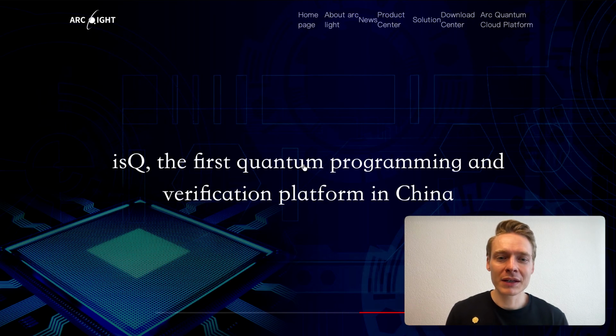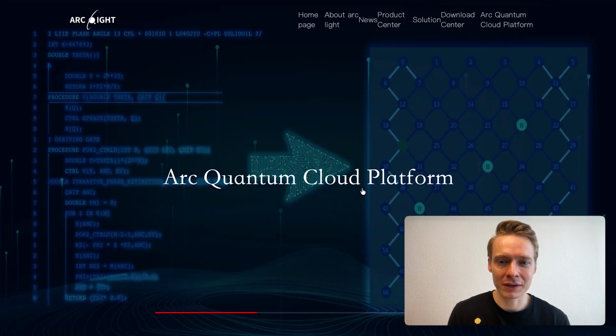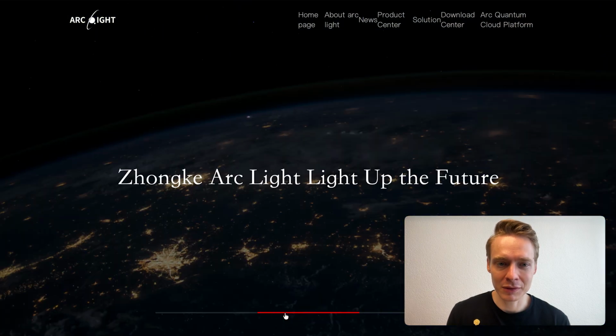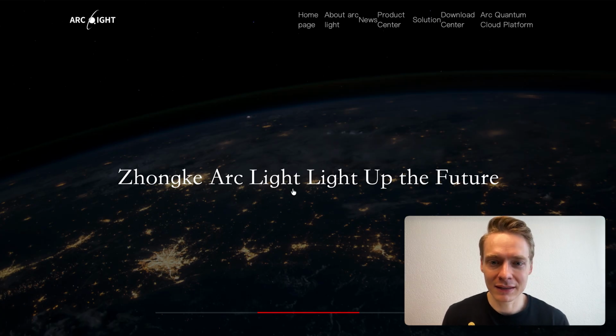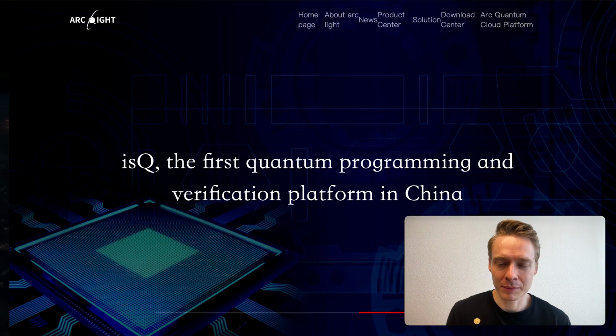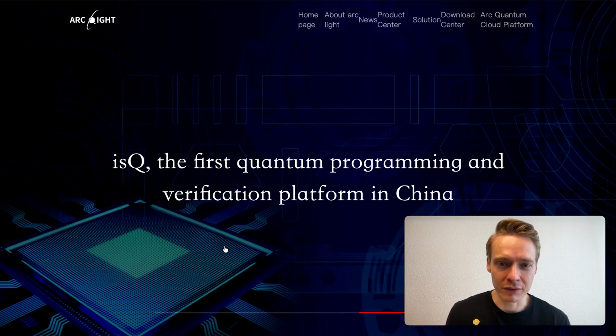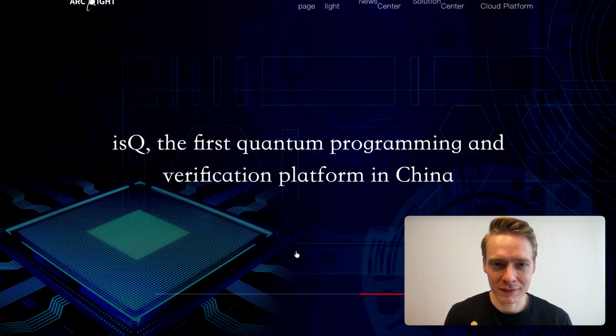Okay, so here we have first of all this carousel which says different things. So Arc Quantum Cloud Platform, we will talk about the cloud platform in a second. Then we see here Zonke, ArcLight, Light Up the Future, and then also as a third one ISQ, the first quantum programming and verification platform in China, and we will learn about that more in today's video.